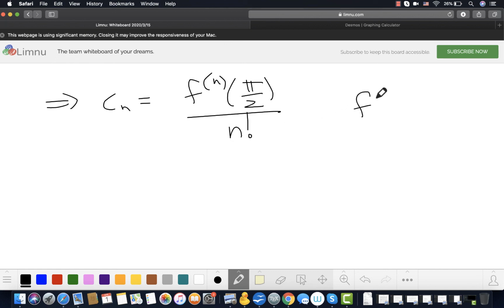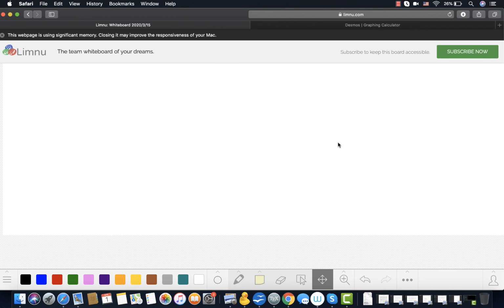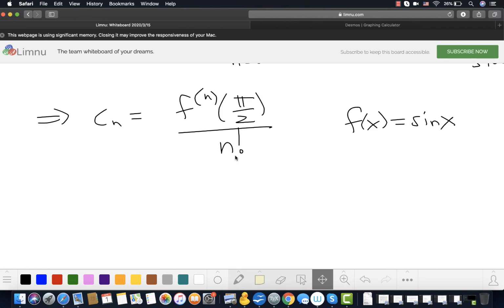So here, the function is f of x equals sine x. In other words, to find these c sub n's, the coefficients for the first 5 values, we need to figure out the nth derivative of the function sine x and then evaluate it at pi over 2. Okay, so let's just find the derivatives and then divide by n factorial.